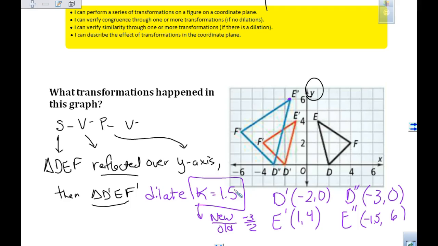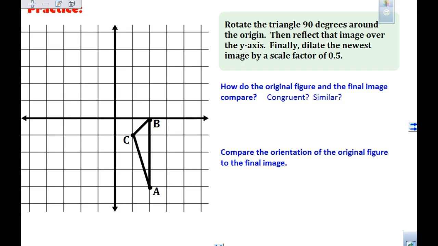Now, sometimes I'm just going to ask you what happened, and you want to just say reflected and dilated. That would be okay. But when we get to the test on this unit, which will be next week on Thursday, right before we have Friday off, you're going to have to give this part of it also, okay? So, instead of doing all of these, I just want you to take a look at what's happening.